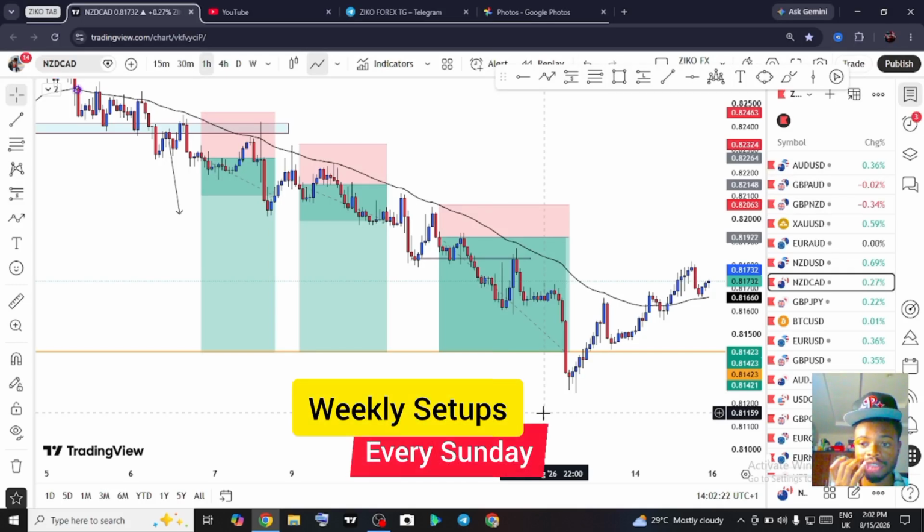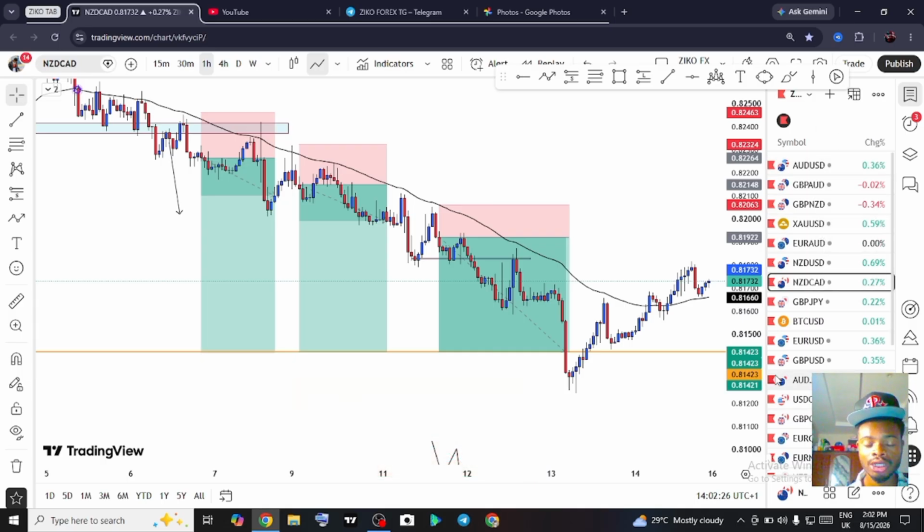So we are going to be breaking down all these 20 pairs using the fxalexg set and forget strategy, and let us choose the best pairs we are going to be trading for next week. Right. So let's start with the very first pair.